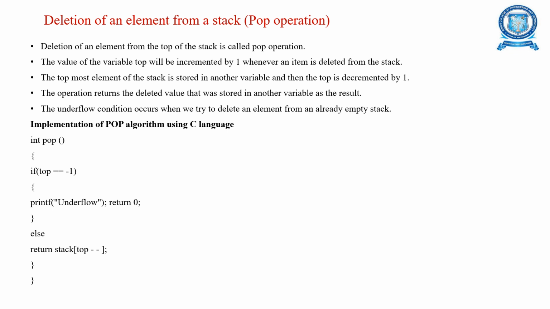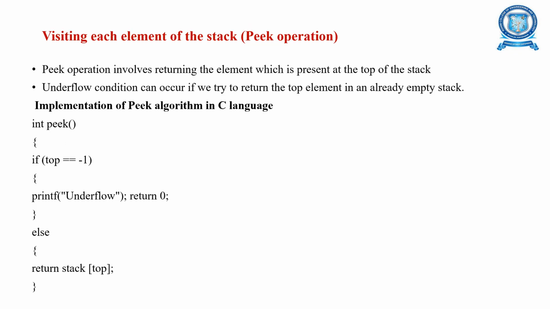And the pop operation. We have already seen the deletion of values, the pop operation. Implementation of pop in C language. We have to check if top equals -1, and if so it is underflow, and it will print underflow. If it is not, it will decrement top by one.